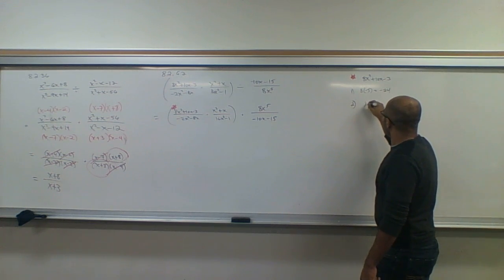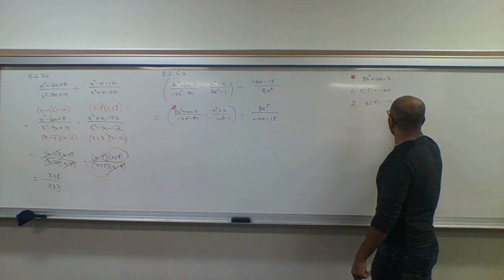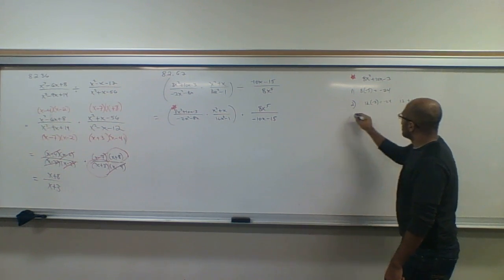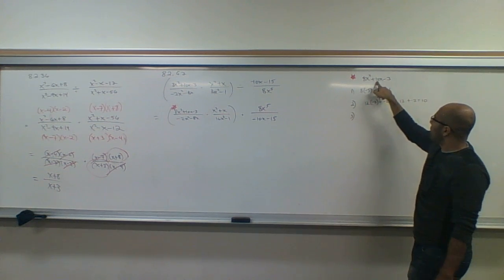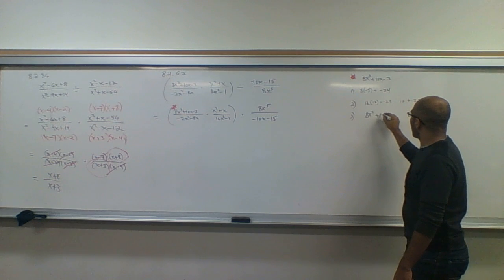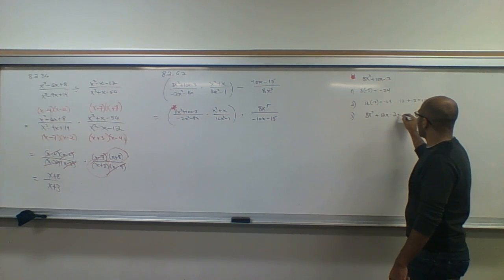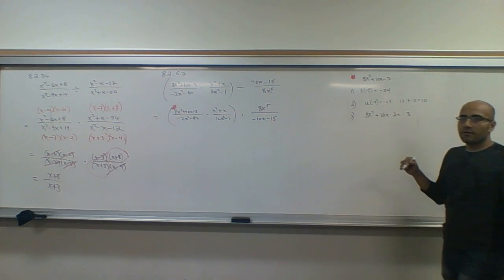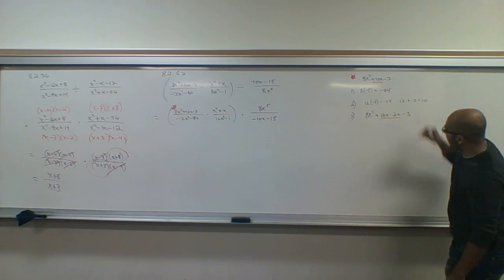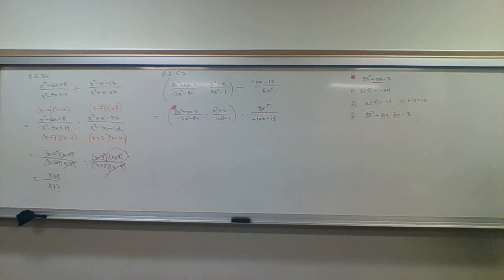12 and negative 2. 12 times negative 2 multiply to negative 24, but 12 plus negative 2 add to 10. I found them. The third step in the AC method is to replace that middle term. So 8x squared plus 12x minus 2x minus 3. Right, so we replace this middle term right there with that. And now factor by grouping.